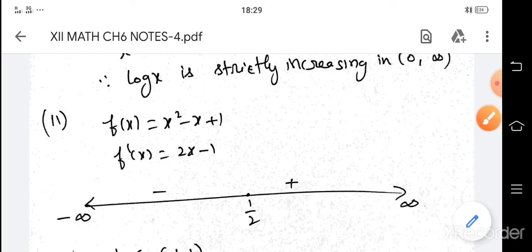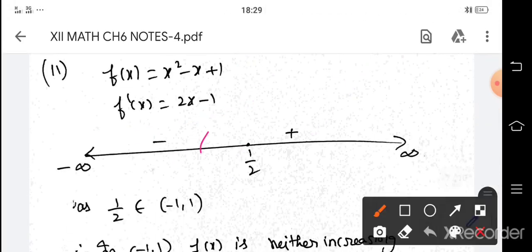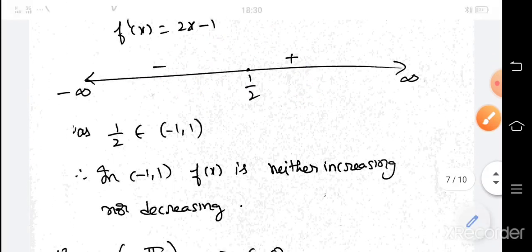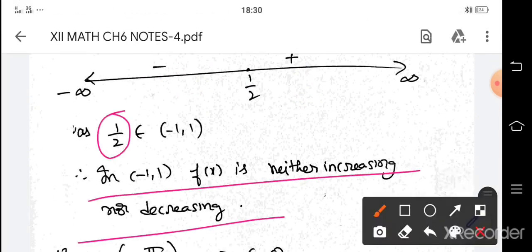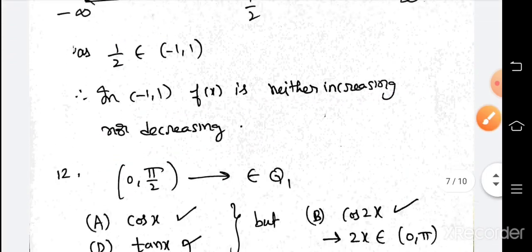That means minus 1 will be here, plus 1 will be here. So in this interval it is negative, which means here it is decreasing, and it is positive, which means here it is increasing. That means it is neither increasing nor decreasing in this minus 1 comma 1. There is a change. That's why you say that it is neither increasing nor decreasing in the interval, as 1 by 2 is between minus 1 and 1. Okay. So it is neither increasing nor decreasing in this interval.